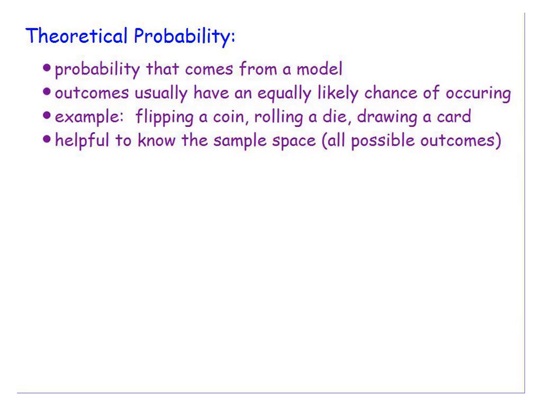So theoretical probability. This is really what we are going to be studying. We don't care about actually flipping the coins and seeing what the results are. We have a theoretical probability that exists. And so theoretical probability is probability that comes from a model. Okay, these outcomes should all have an equally likely chance of occurring. For example, flipping a coin, head and a tail both have the same possibility. Rolling a die, the numbers 1 through 6 each have the same possibility. Drawing a card, all 52 cards have the same chance of happening.